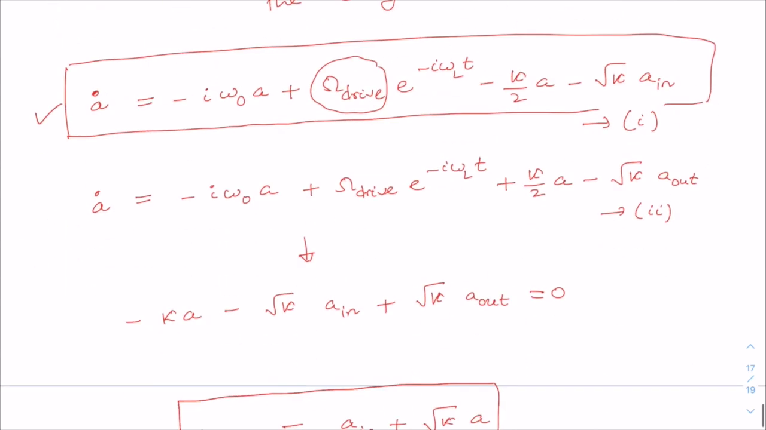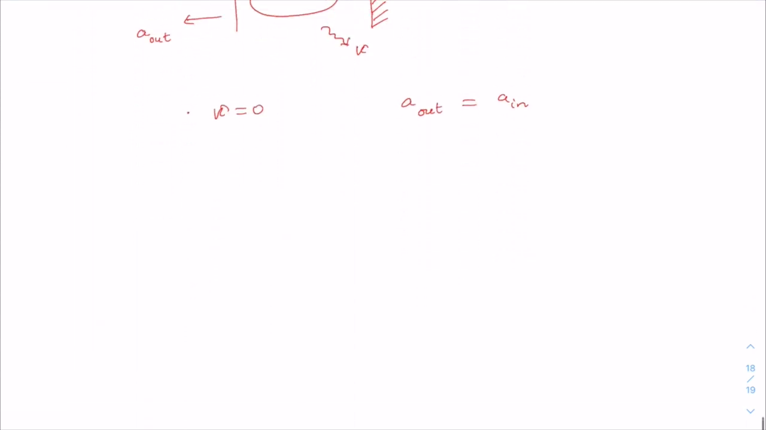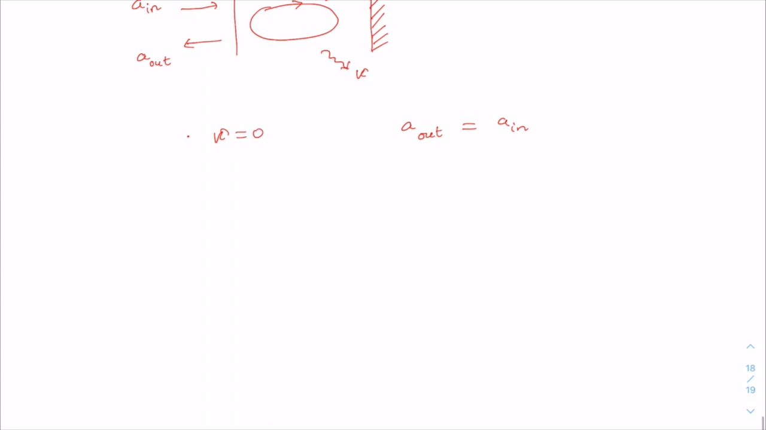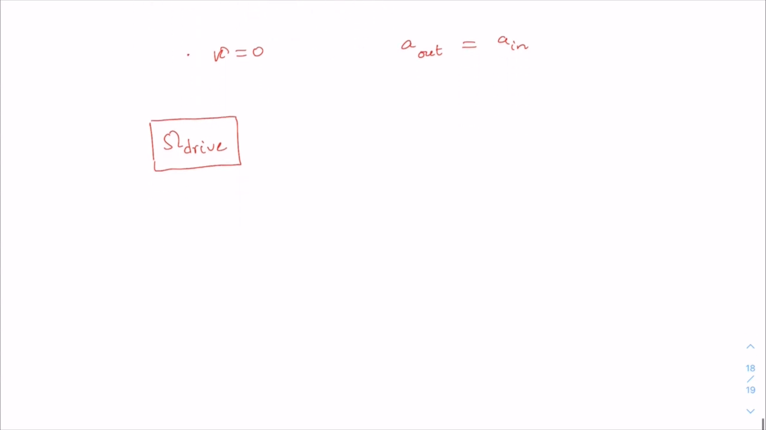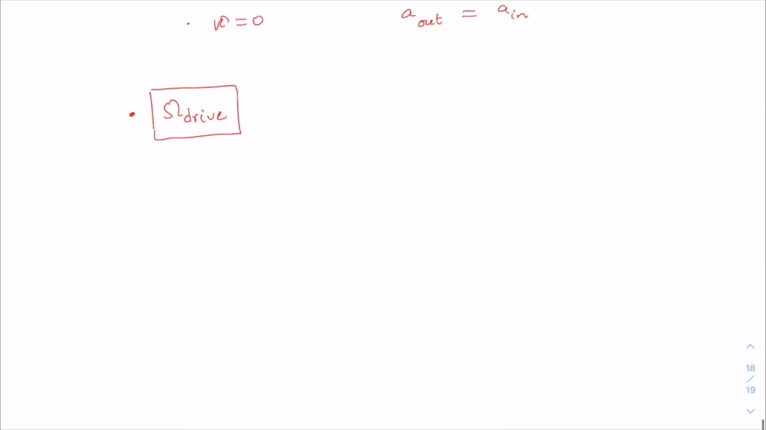Finally, let us derive an expression for the drive coupling parameter omega drive, which is the amplitude for the laser drive when we are driving the Fabry-Pérot cavity externally. We can use the input-output relation to work out an expression for omega drive. To do that, let us begin with this equation for the cavity mode. That is, A dot is equal to minus i omega 0 A minus kappa by 2 A plus omega drive e to the power minus i omega L t minus square root of kappa A in.